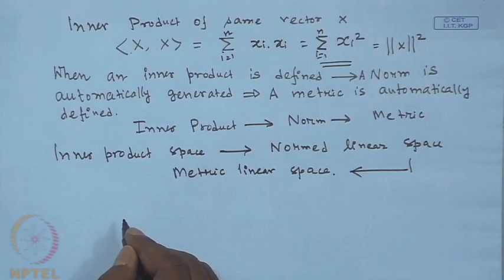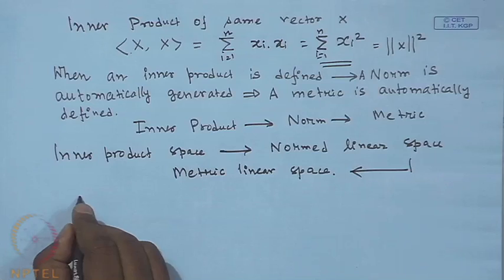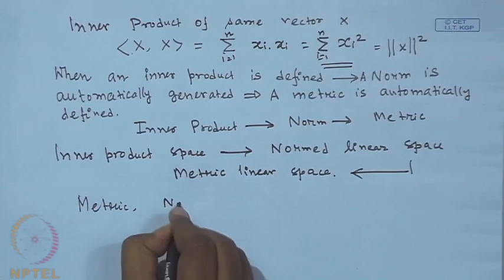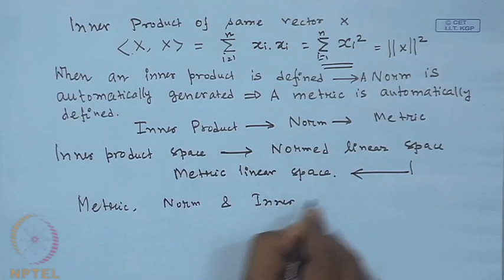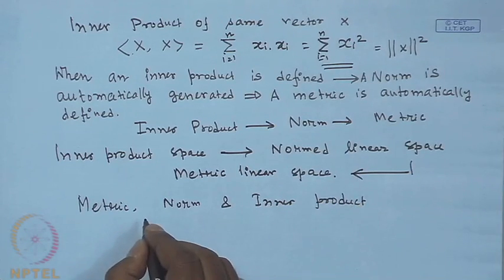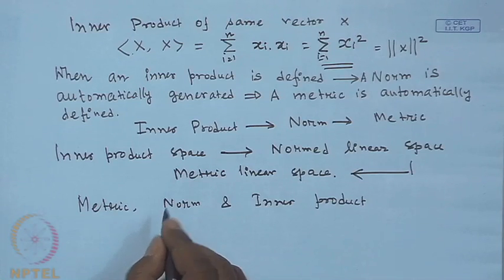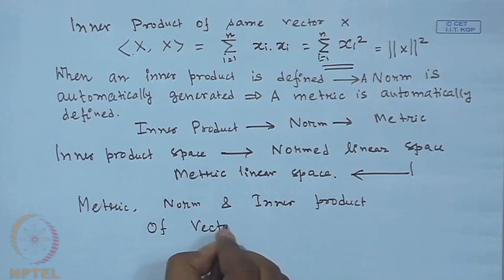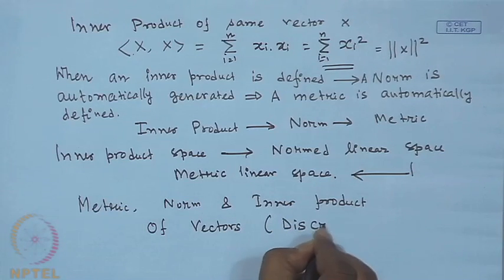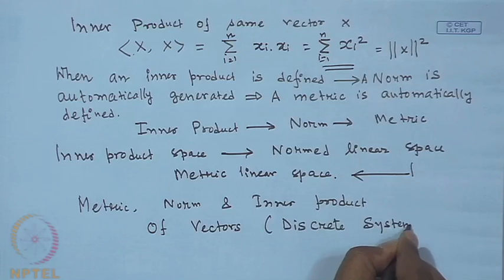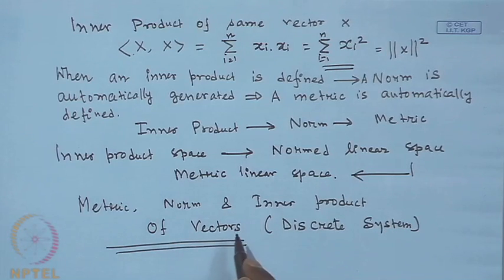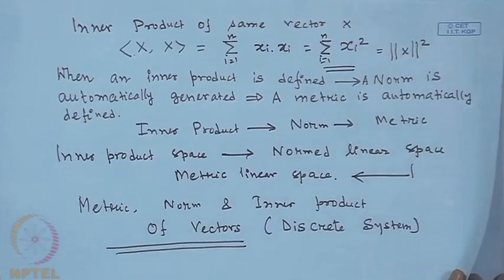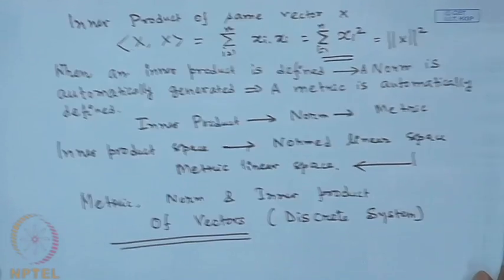Now, what we have done till now, we have looked into the norm, how to define metric, norm and inner product of vectors, where each vector is nothing but a discrete system. We have seen that if an n dimensional generalized vector is given, either in real space or in complex space, then how you generate the metric, norm, and inner product. Now, next we will see that if your system is not a discrete system, let us say it is a continuous system.